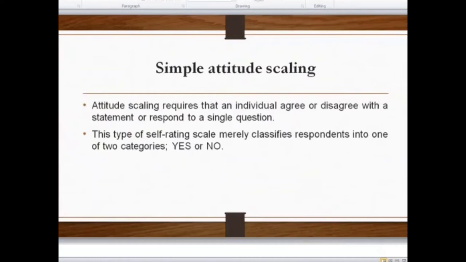Simple attitude scaling requires an individual to agree or disagree with a statement, or to respond to a single question. There are 2 categories under simple attitude scaling, yes or no. The respondent has to respond to a single question with any one of the two categories, that is yes or no. This is simple attitude scaling.